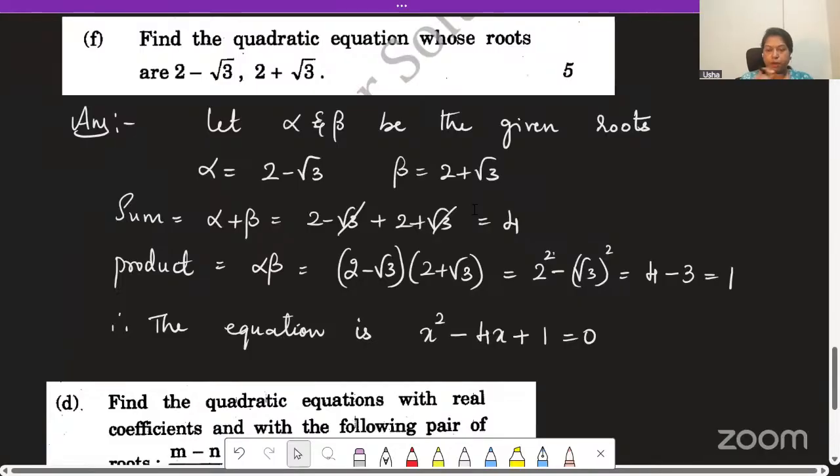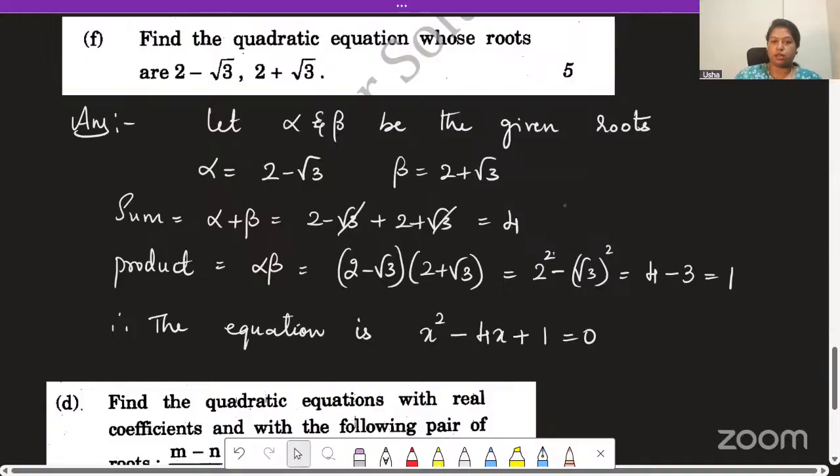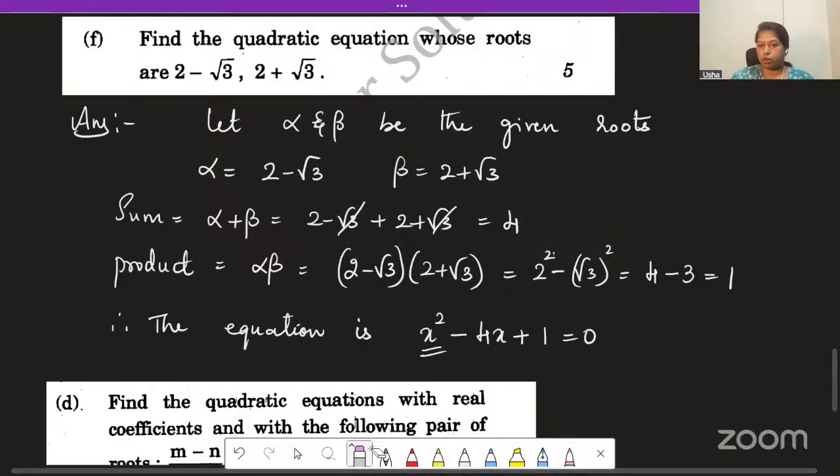In the same format, you have to write: let alpha and beta be the given roots. Alpha is equal to this, beta is equal to this. You have to write standard when we arrive at the final quadratic. Yes, that's what I said. See here, the formula itself has x square minus sum plus product. So you will not get anything else. X square you have to get, otherwise it won't be a quadratic equation. The final answer will be like this.